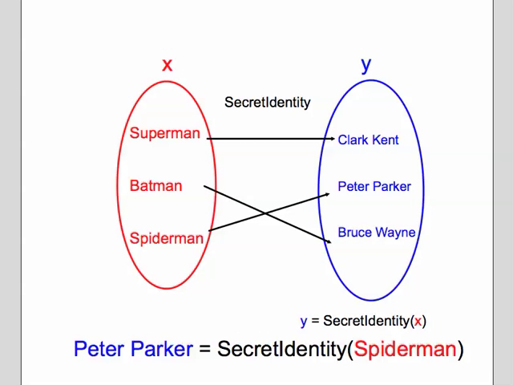All right, so let's take a look at a specific example. In this case, Peter Parker is equal to the secret identity of Spider-Man. And what the statement down here means is if you take an input value, an x value of Spider-Man, you put it into the secret identity function, you will get an output of Peter Parker. So an input of Spider-Man goes into the secret identity function, shown like that, and you get an output of Peter Parker.